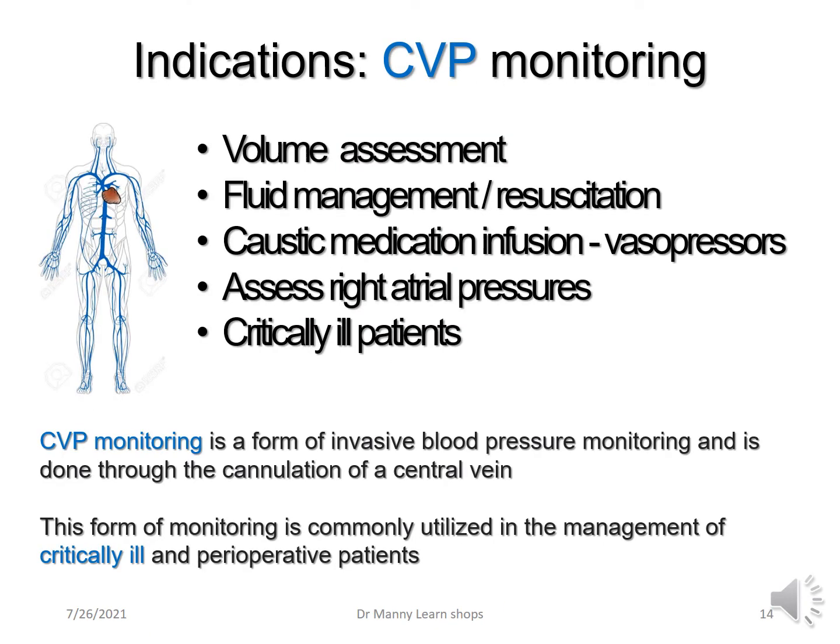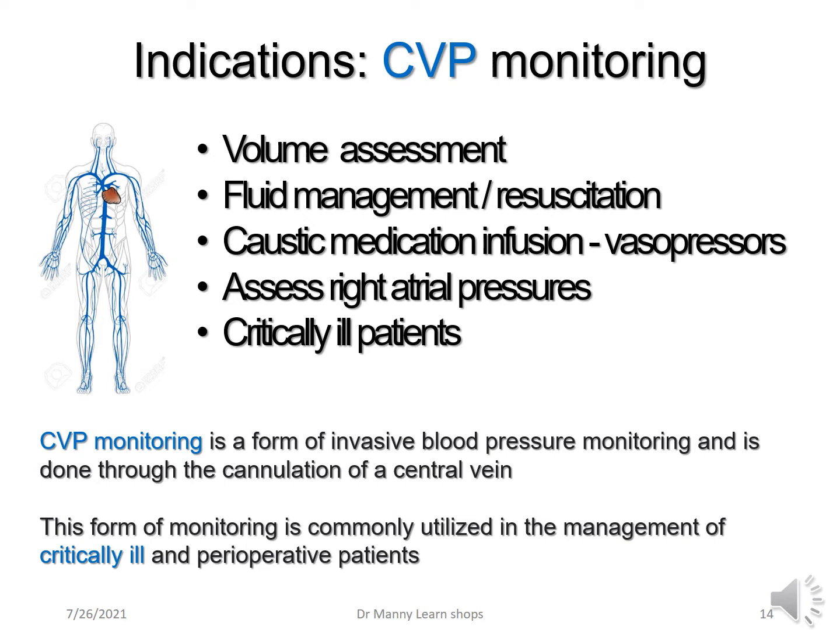What are some of the indications for central venous pressure monitoring? Well, first of all, volume monitoring or assessment, circulating blood volume, fluid management and resuscitation with fluid, hypertonic solutions or medications that are caustic, such as vasopressors like epinephrine, dopamine, norepinephrine. It can be used to assess right atrial pressures, and it's always used in critically ill patients.